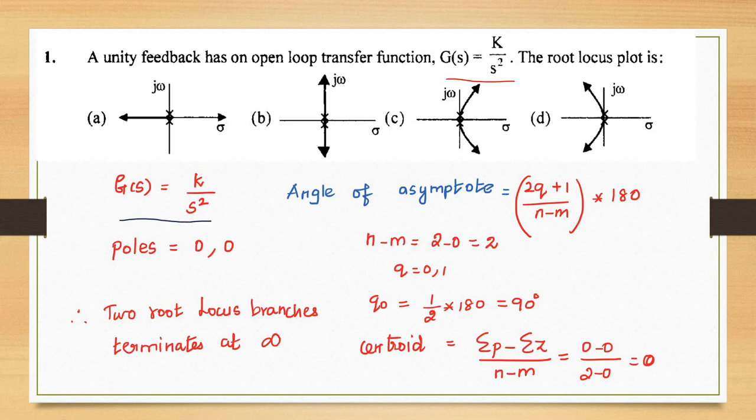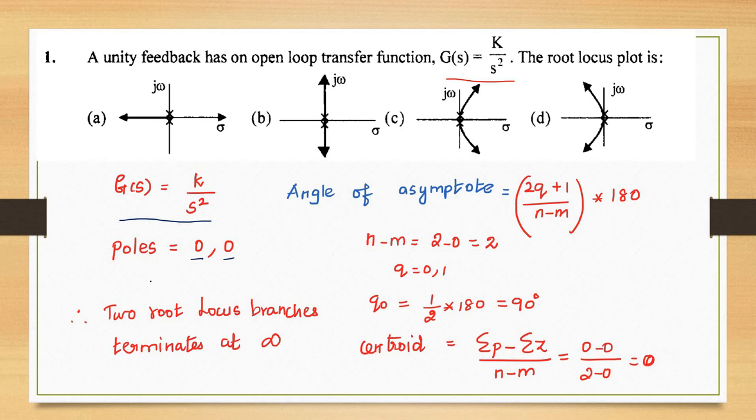To draw any root locus plot, first of all you should know how many poles and how many zeros are in the open loop transfer function. In this transfer function, there are no zeros existing. But how many poles? 2 poles are at the origin. S square equal to 0, s is equal to 0, 0. 2 poles at the origin.